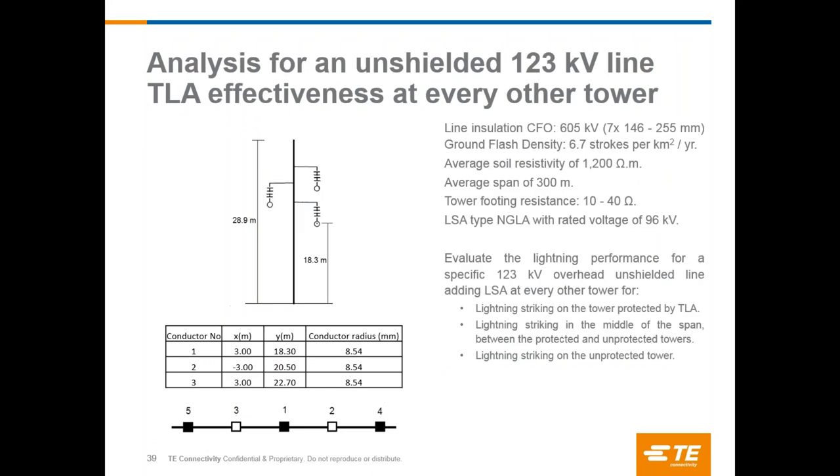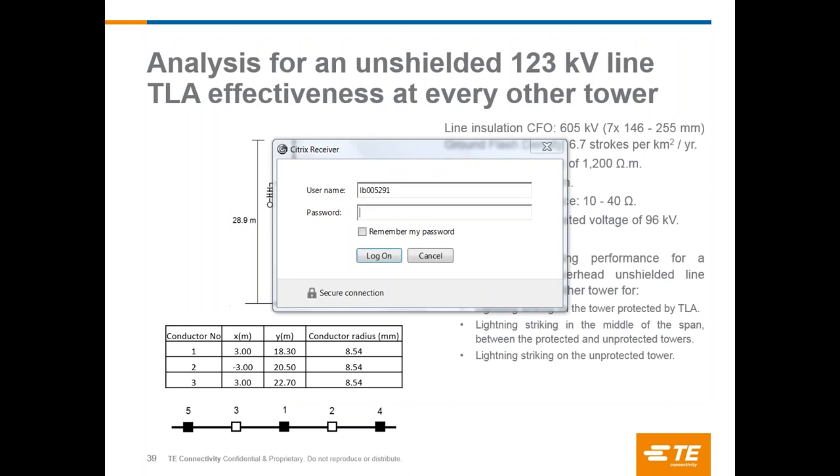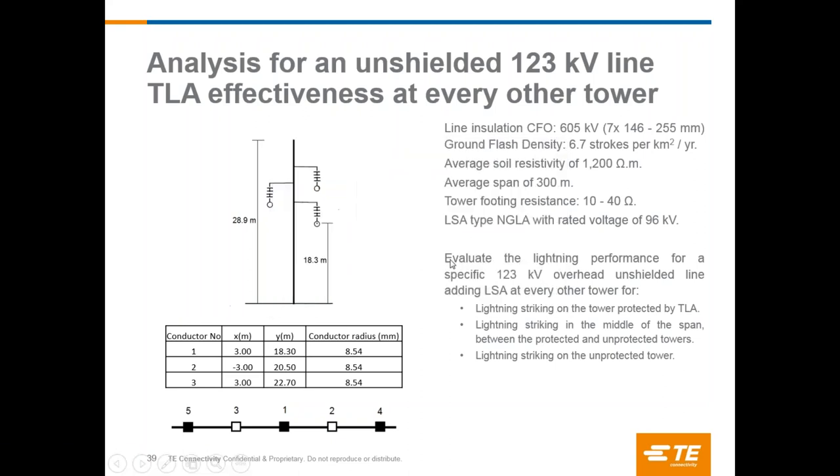The second example shows us how effective it is to install TLAs at every other tower for unshielded lines. You have the unshielded line shown in this picture. Line insulation 605 kV, also a 123 kV line. Ground flash density 6.7 strokes per square kilometer per year. Average soil resistivity 1200 ohm meter. Average span 300 meter. The tower resistance changes from 10 to 40 ohms.